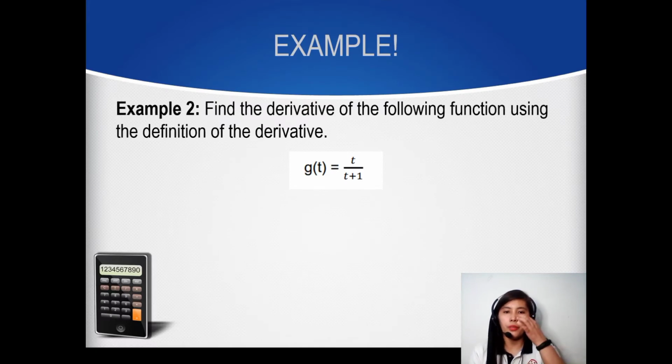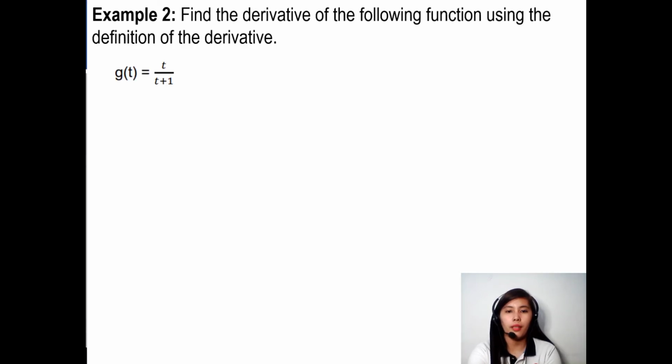Example number 2: find the derivative of the following function, again using the definition of the derivative, g of t is equal to t over t plus 1. Let's solve it here. So f prime of x, or that is g prime of t in our example, because our variable here is the letter t, but it's just the same.